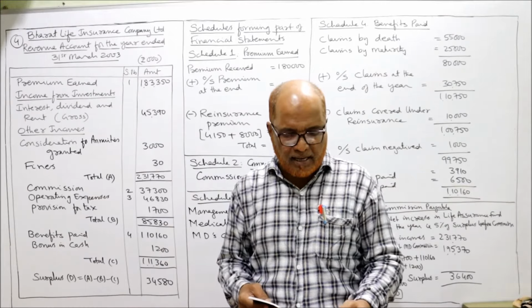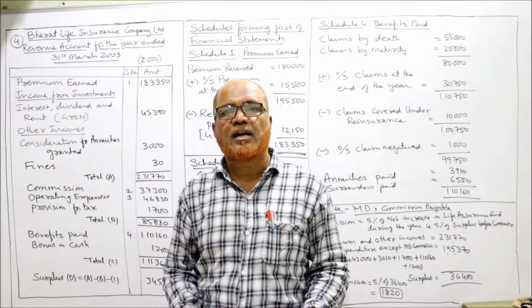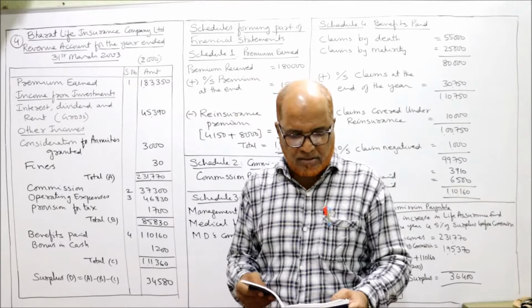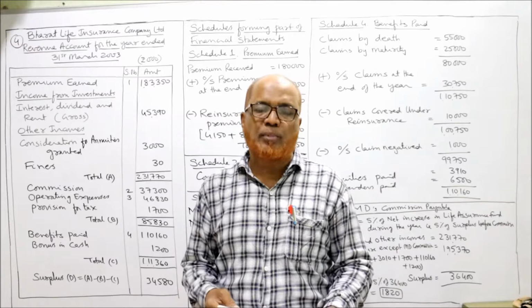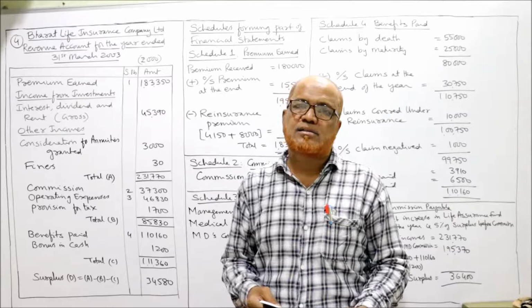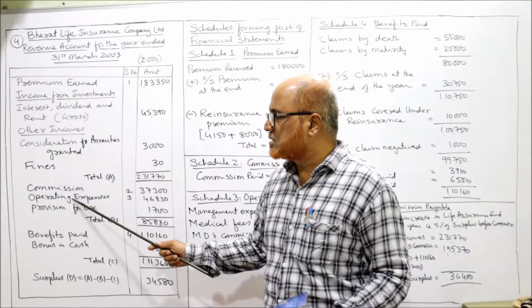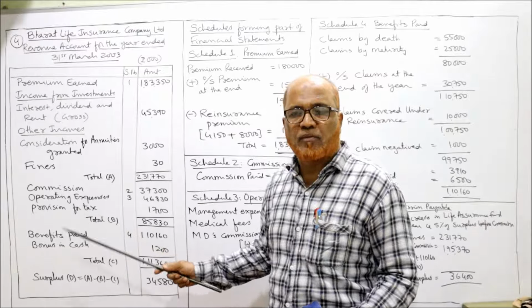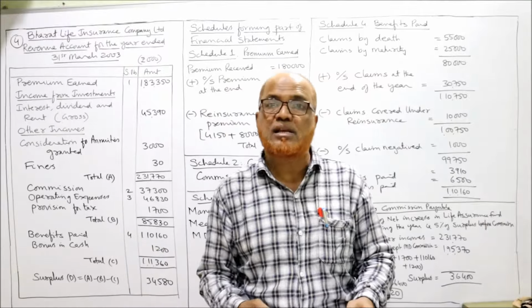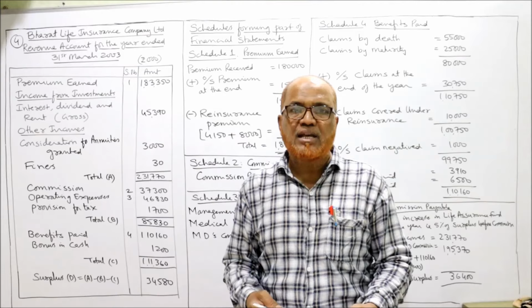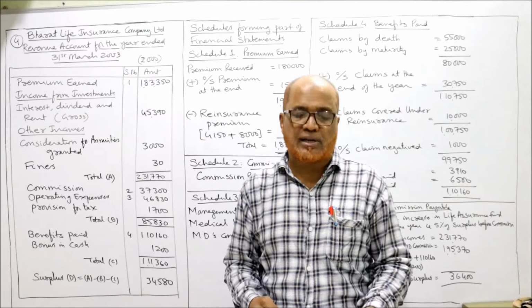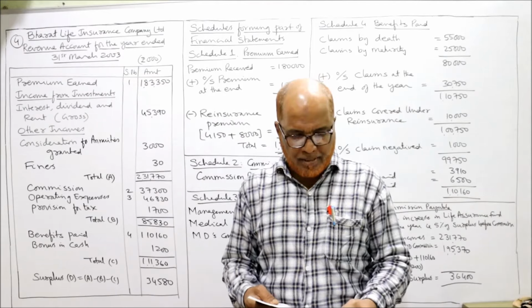Claims by death, claims by maturity, both will be taken under schedule number 4, benefits paid. Commission, schedule number 2. Income tax. This income tax will be taken below operating expenses. Below operating expenses we will take provision for tax or income tax, just like the previous problem. Managerial expenses, operating expenses, schedule number 3.